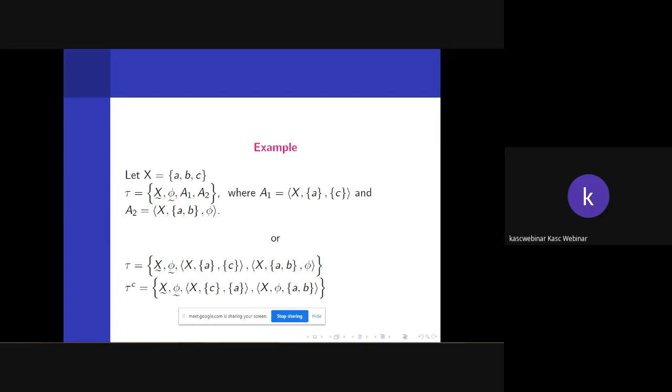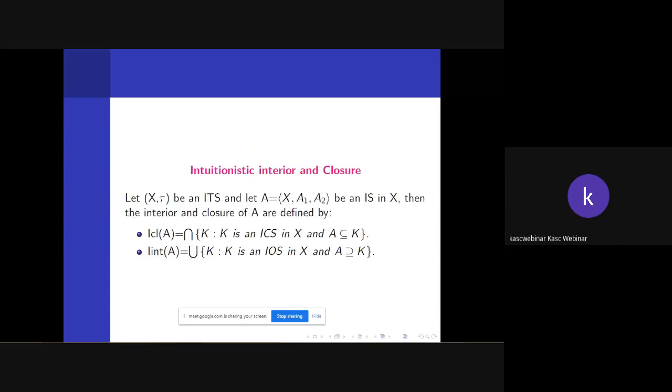X, AB, comma, phi. So if you take union, it should be within the set. If you take intersection, even that should be within the set. While considering union, you should do it carefully. You will consider it for members, and for intersection, you will consider it for non-members. So union should be within the set. Intersection also should be within the set. That subcollection, you call it the open set. Together with X, you call it an intuitionistic topological space. So in a similar way, we can find the closed set. It is taking its complement. Taking the complement of an intuitionistic set is interchanging member and non-member.